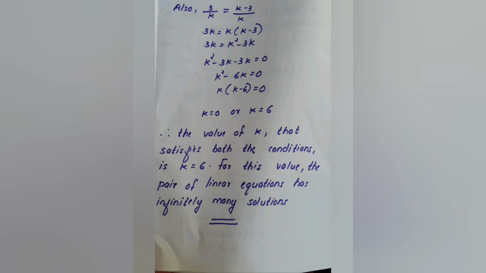And since we got two values for k, we have to go for the comparison of the next two ratios. You will get from comparing k is equal to 0 or k is equal to 6. But the common value is k is equal to 6. For this value of k, the pair of linear equations has infinitely many solutions.